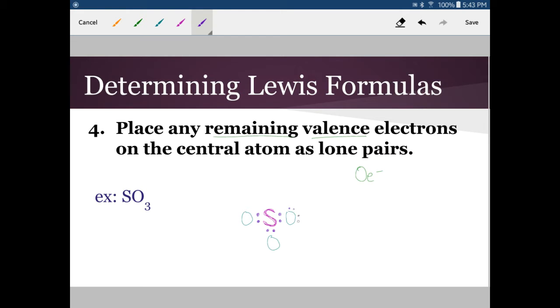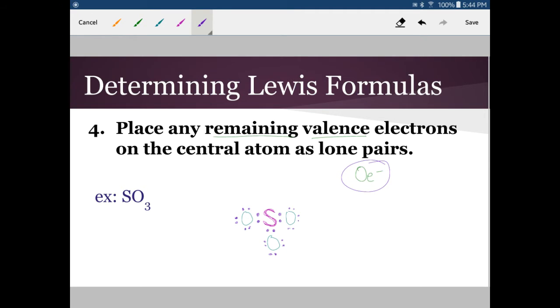And I have my electrons around each oxygen atom, and our oxygen atoms are pretty happy. They seem to have a full octet, or 8 electrons surrounding them. Since I have no electrons left over, I can't do step 4, which is no problem. I can still solve my problem with my sulfur in the middle not being happy by our next step here.